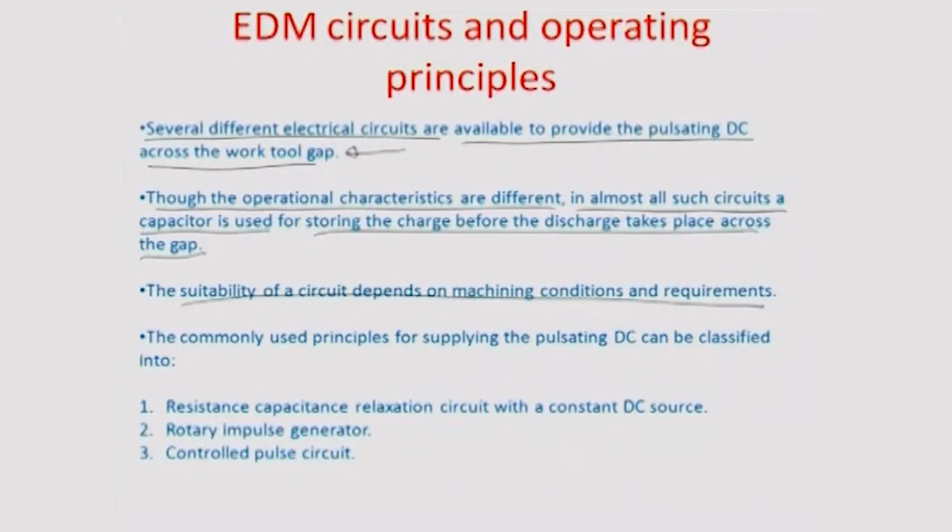There are about 3 different principles which are used for supplying pulsating DC. One is the simple RC relaxation circuit, resistance capacitance relaxation circuit, and then you can of course modify it and make it a rotary impulse generator or a controlled pulse circuit, and so on and so forth. So, these are the 3 principal mechanisms with which you can supply a pulsating DC signal in such cases.